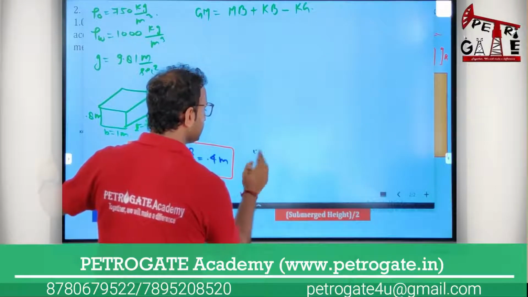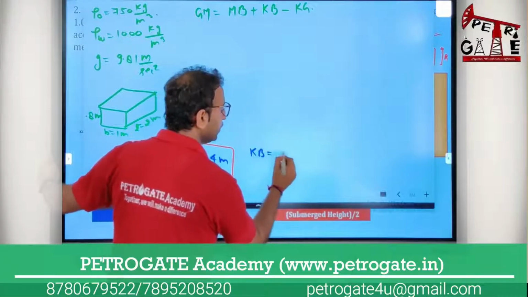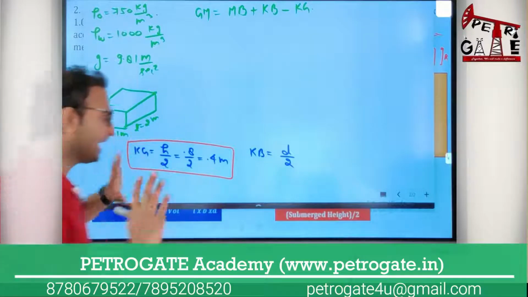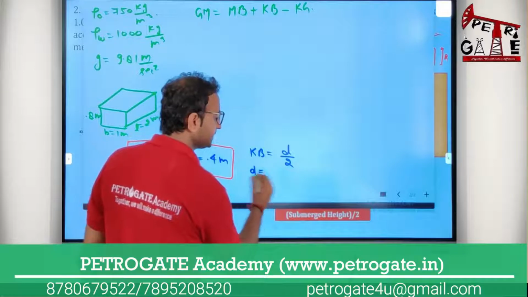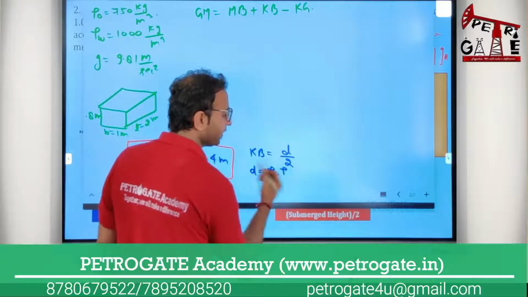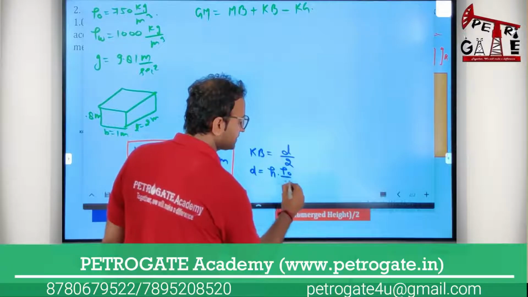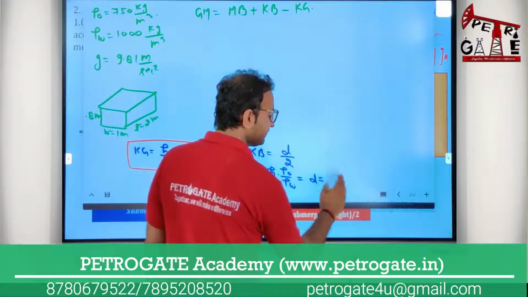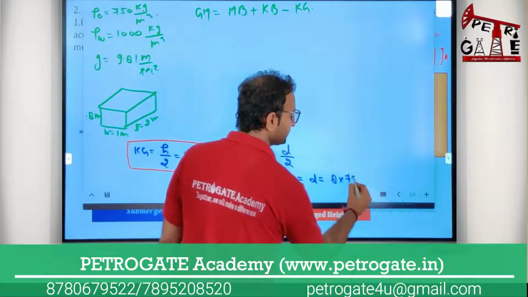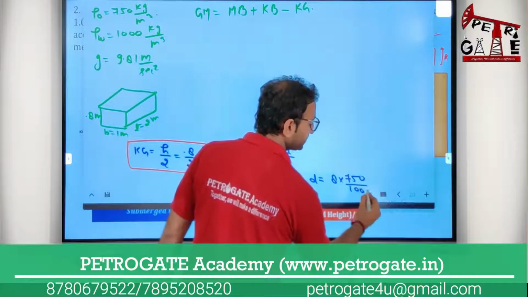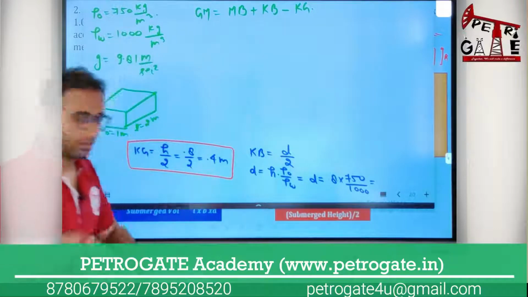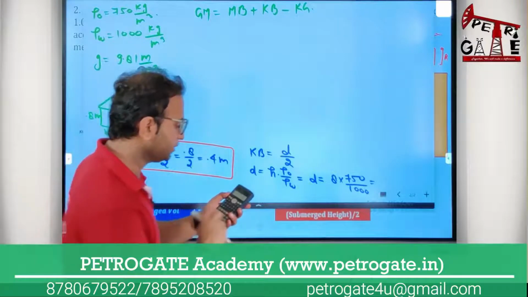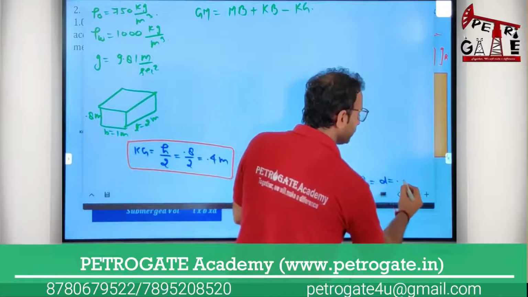KB equals submerged depth upon 2, but there is no submerged depth given. So can I calculate submerged depth also? Yes, I will calculate submerged depth equal to total height times the density of the object upon the density of water. So depth D equals h, given as 0.8, density of object 750, and water density 1000. I have my calculator, I will solve it for you. 750 divided by 1000, multiplied by 0.8, you will get 0.6. So D equals 0.6 meter.